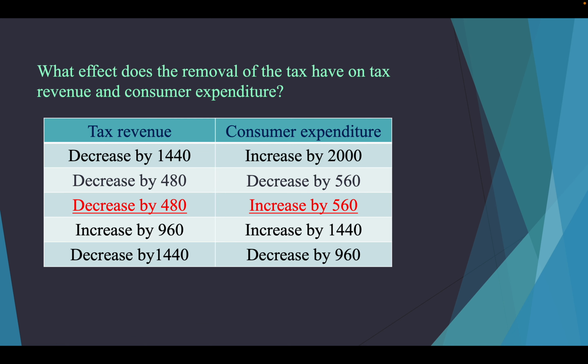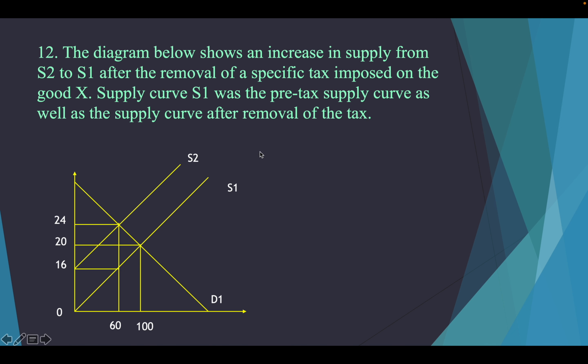Okay, what effect does the removal of the tax have on tax revenue and consumer expenditure? What happened to the consumer expenditure and tax revenue? Removal of the tax they mention here. S1 was the pre-tax supply curve as well as the supply curve after removal of the tax. When the tax is removed, S2 is lost.